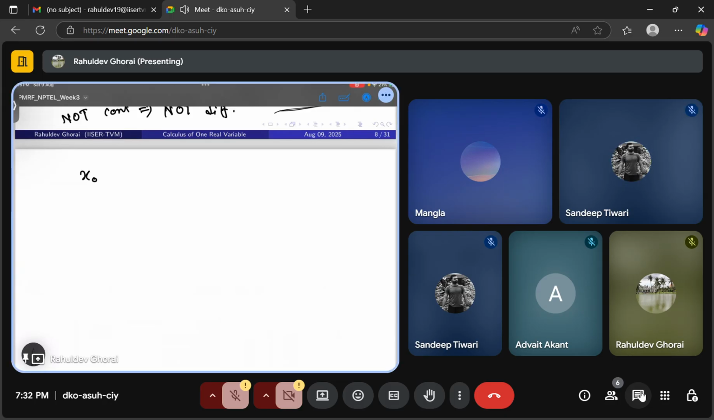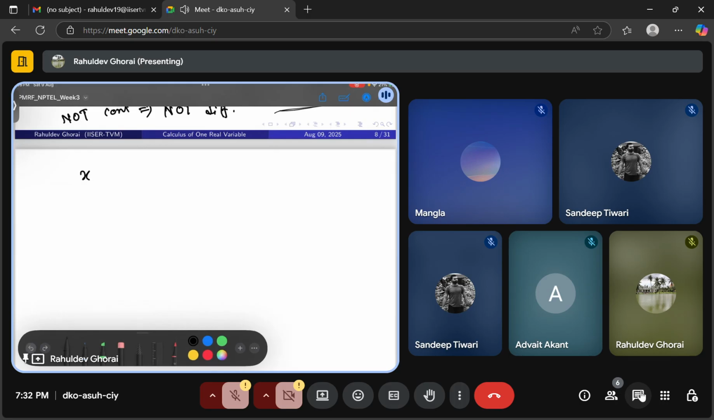So x naught plus h, x naught is 0, right? In this case, mostly we will be checking for x naught equal to 0. So 0 plus h, that means h times mod h to the power n, minus 0, over h, limit as h tends to 0. That will be limit as h tends to 0 of mod h to the power n, that is equal to 0, right? Whatever n you take, that will be equal to 0.